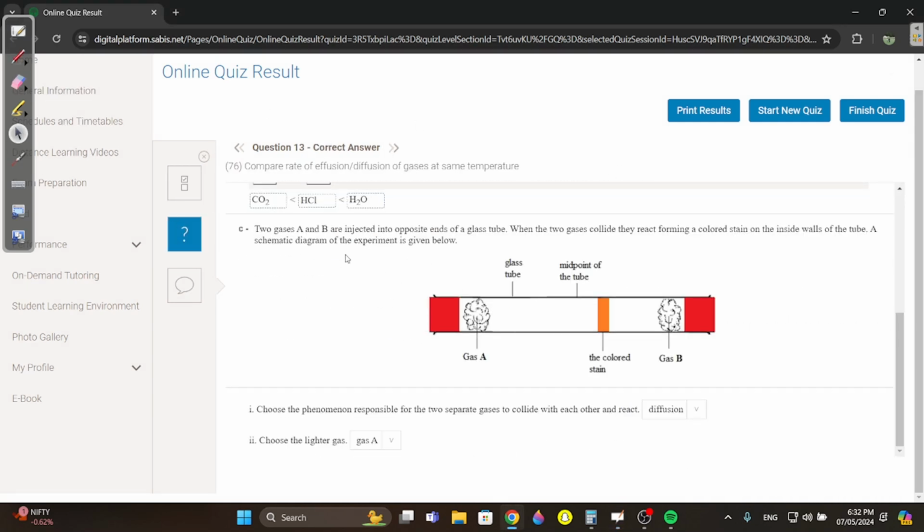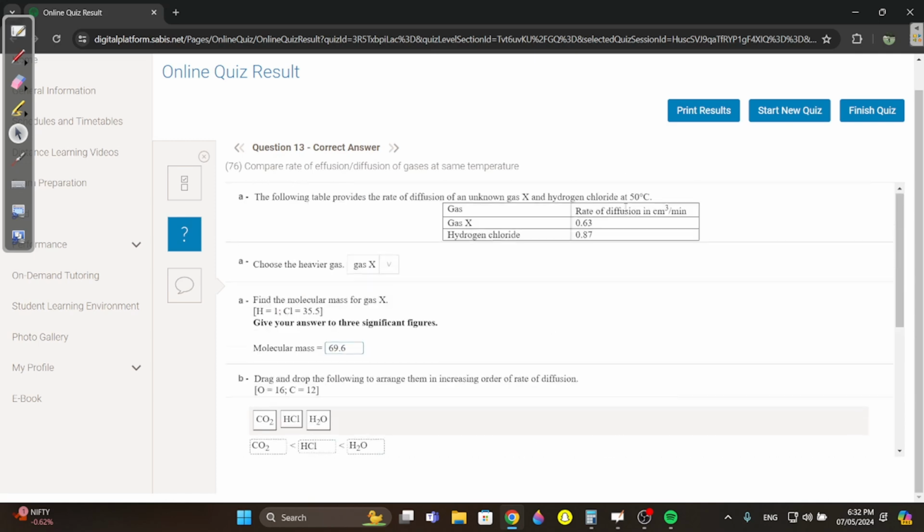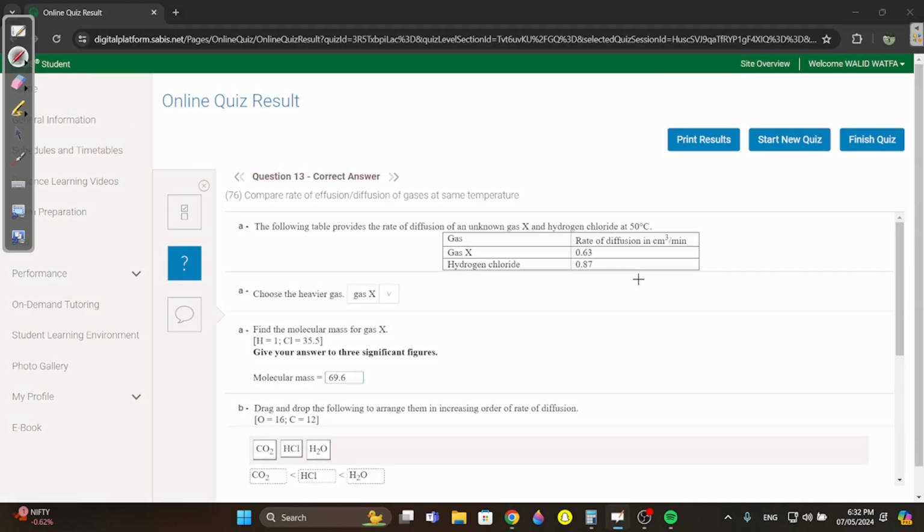Question 13. I think these are the easy ones. I'm going to go through this a bit quicker, because this is probably the 9th time I solve one of these in my videos. Anyway, heavier gas. Obviously, the heavier gas would have the lower rate of diffusion because it's slower, so it has a lower rate.